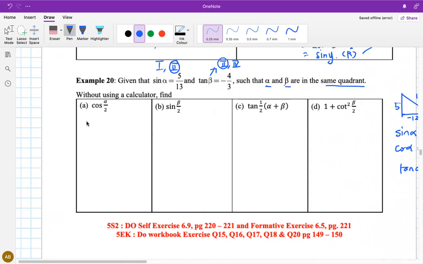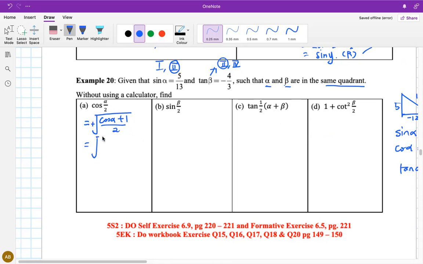Okay, cos alpha over 2. So we can use the formula square root of (cos alpha plus 1) over 2. You put in the value, positive or negative. If alpha is in quadrant number 2 and you divide by 2, then it will be less than 90 degrees, so it's in quadrant number 1. All right, so the answer will be positive.